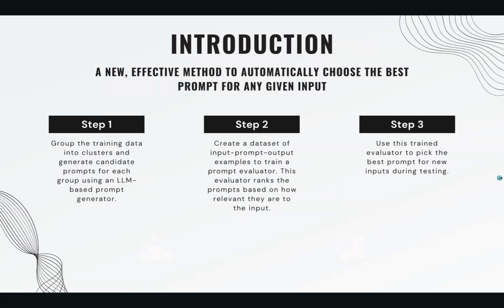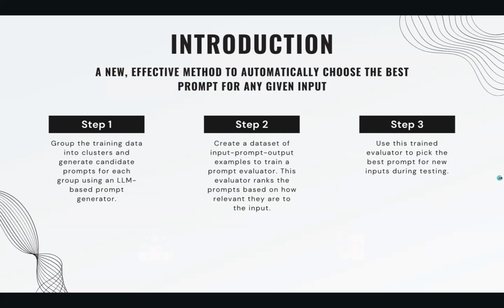Large language models, or LLMs, can handle a variety of natural language processing tasks. But creating the best prompts for these tasks is tough and takes a lot of time. Current methods to improve prompts either are not flexible or are not efficient. This is a new, effective method to automatically choose the best prompt for any given input.